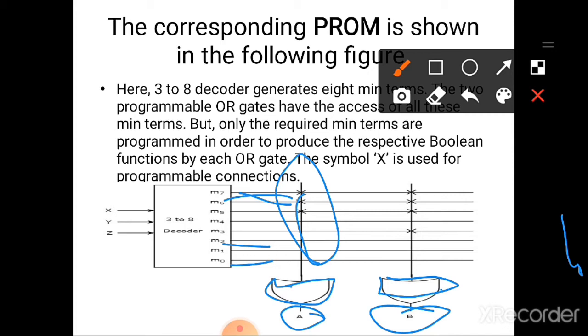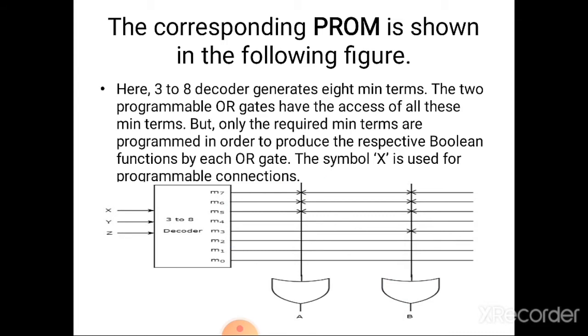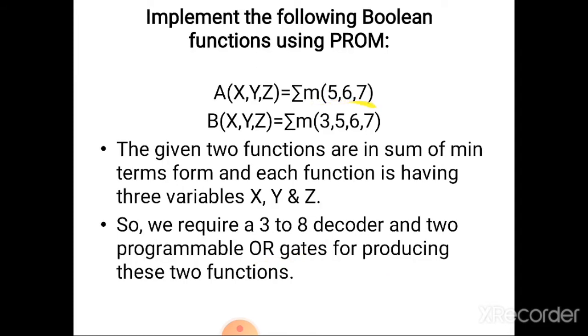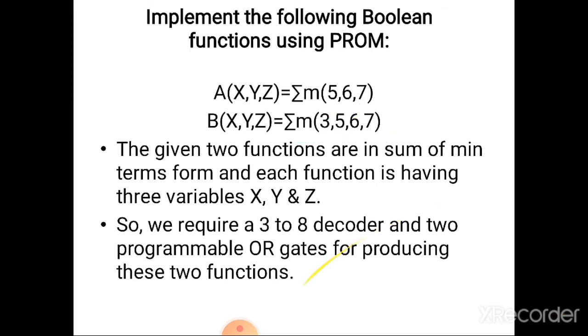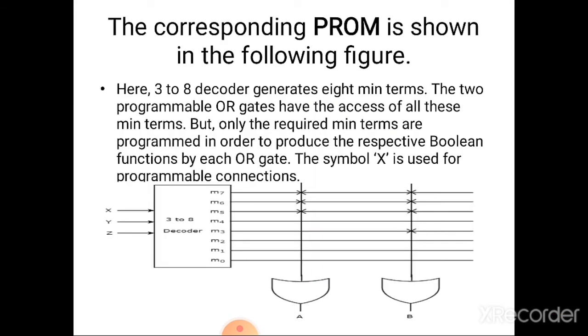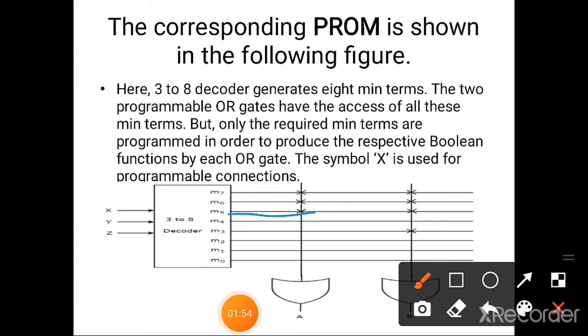But we only require the minterms that are programmed in order to produce the respective Boolean function. For example, the first function only requires minterms 5, 6, 7, and the second function requires minterms 3, 5, 6, 7. So here that is programmed. For A we are only using 5, 6, 7. This cross symbol indicates the programmable connection.